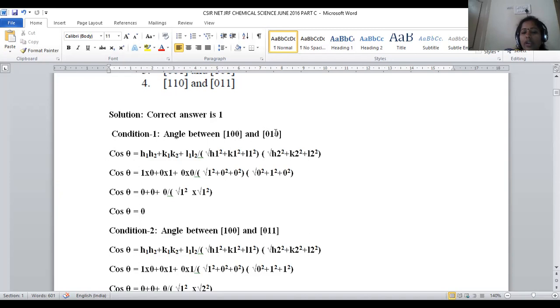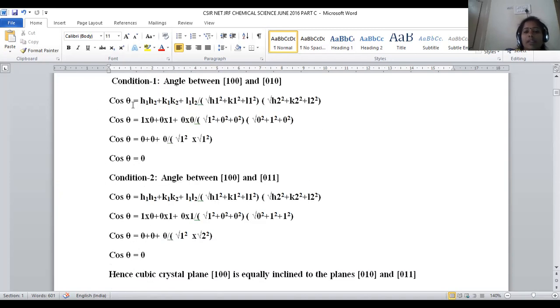Let us assign H1 K1 L1 for the 100 plane and H2 K2 L2 for the 010 plane. Now the formula can be employed here. It will be cos theta is equal to H1 H2 plus K1 K2 plus L1 L2, divided by root H1 square plus K1 square plus L1 square into root H2 square plus K2 square plus L2 square.